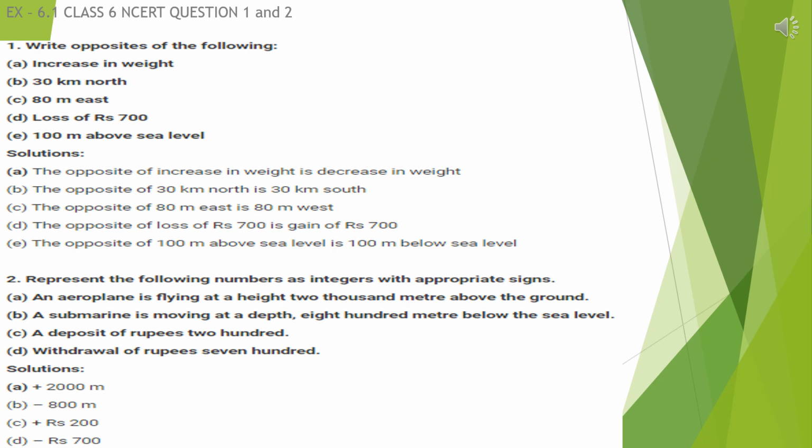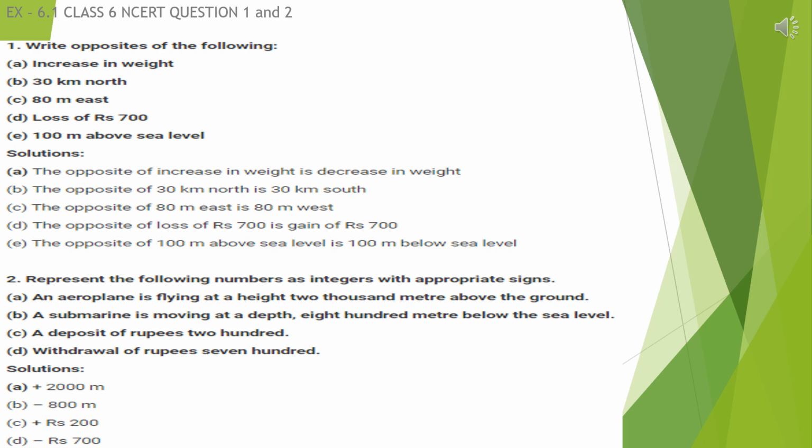First part, increase in weight, the answer will be decrease in weight. Second part, 30 km north, the answer will be 30 km south. Third part, 80 meter east, the answer will be 80 meter west. Fourth part, loss of rupees 700, the answer will be gain of rupees 700. Fifth part, 100 meter above sea level, the answer will be 100 meter below sea level.